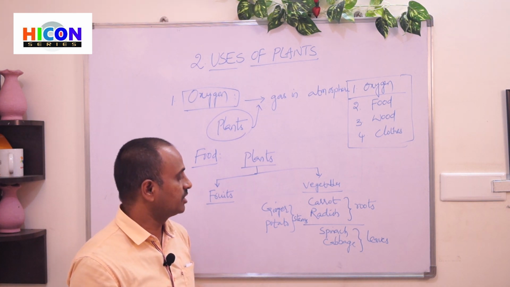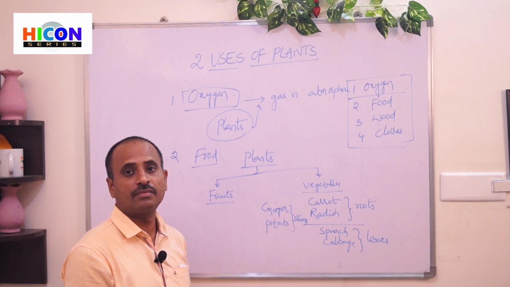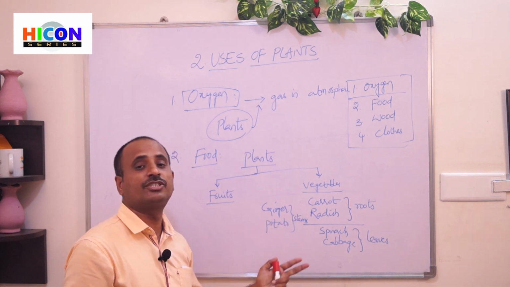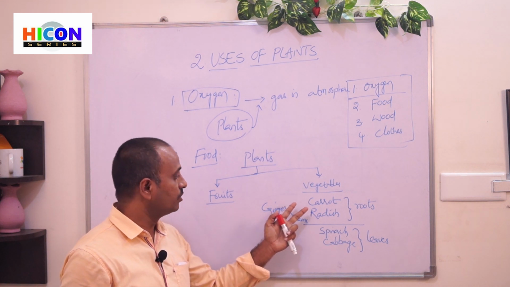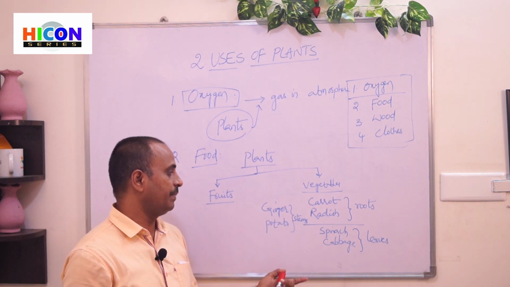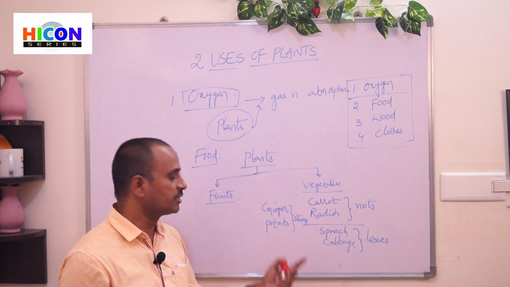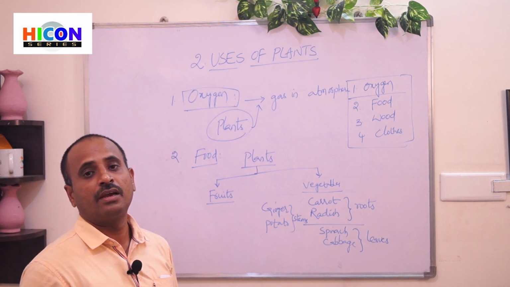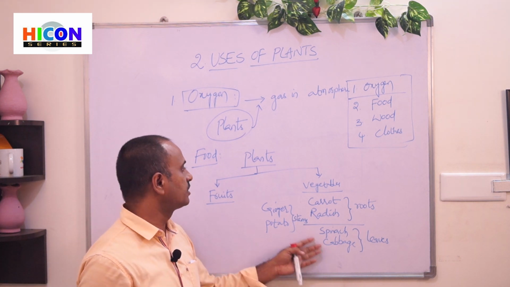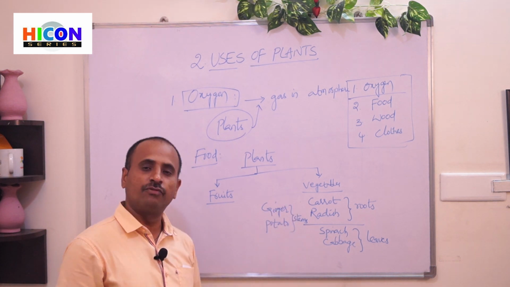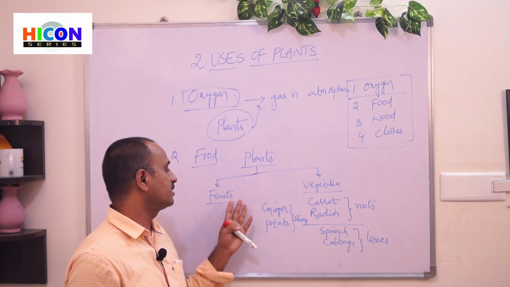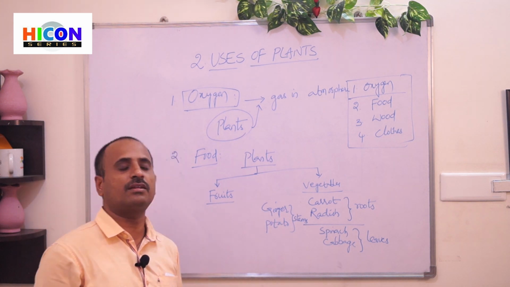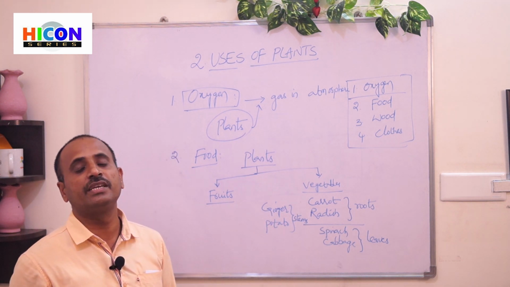So in some plants we will eat roots. That means carrots and radish are the roots of the plants. We will take those roots as food. And in some plants we will eat leaves. Example, spinach, cabbage, coriander. These are the leaves of the plants which we take as food. And some are stems. We will eat stems of some plants. Example, ginger, potato, etc. are the stems of the plants which we take as food.